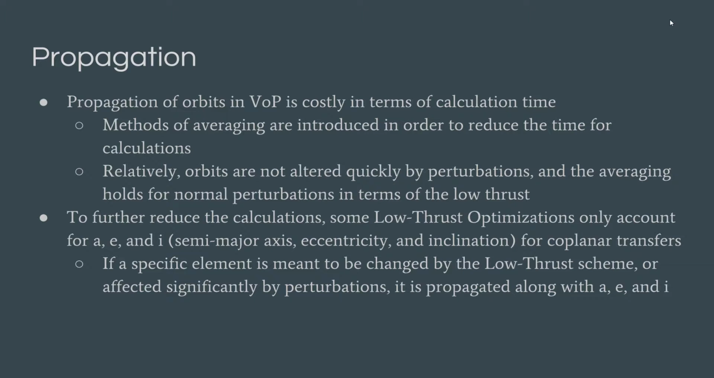Propagation of orbits in VOP is costly in terms of calculation time because there are 6 elements or more being propagated at the same time. So methods of averaging are sometimes used to reduce the time needed for calculations. Relatively, orbits aren't altered quickly by perturbations, so the averaging holds for the usual perturbations in low thrust systems. To further reduce calculations for coplanar transfers, sometimes only the semi-major axis, eccentricity, and inclination are used, and then if a specific element is known to be changing, that element is also used.